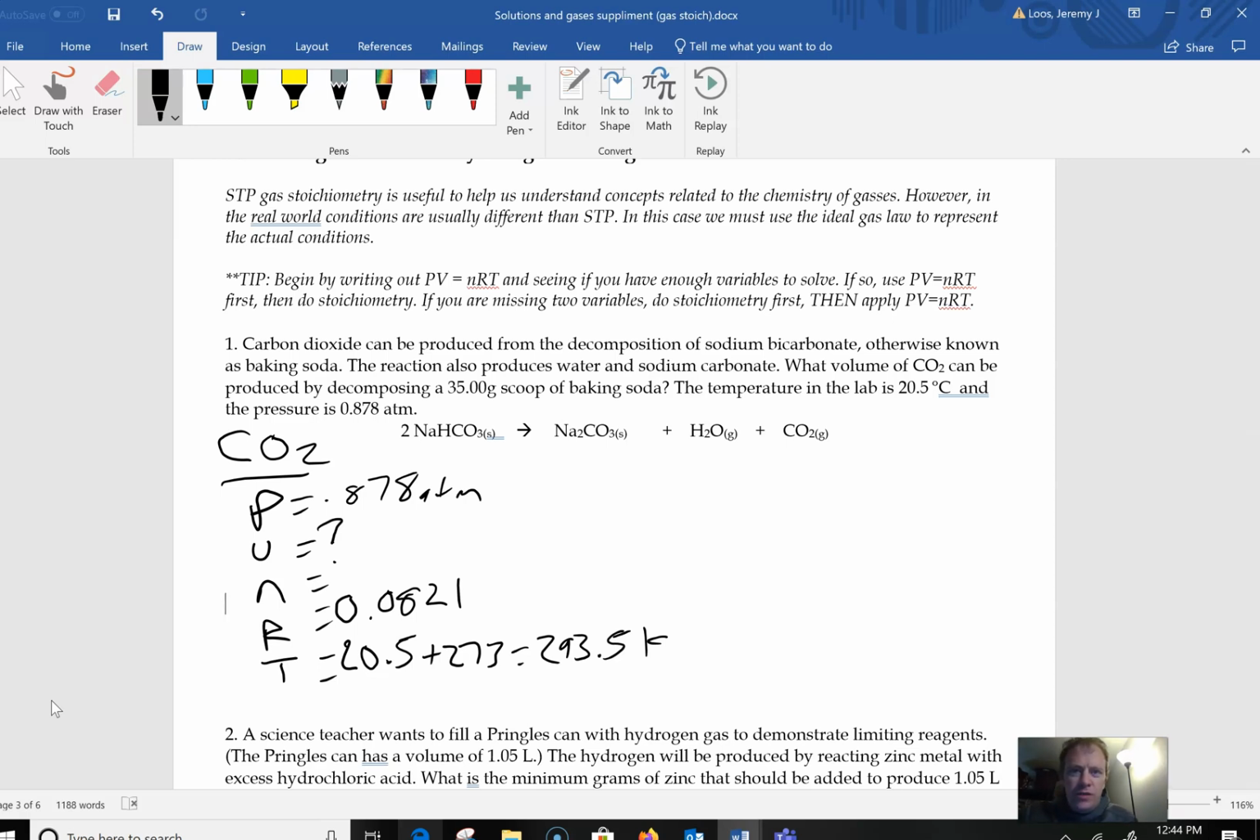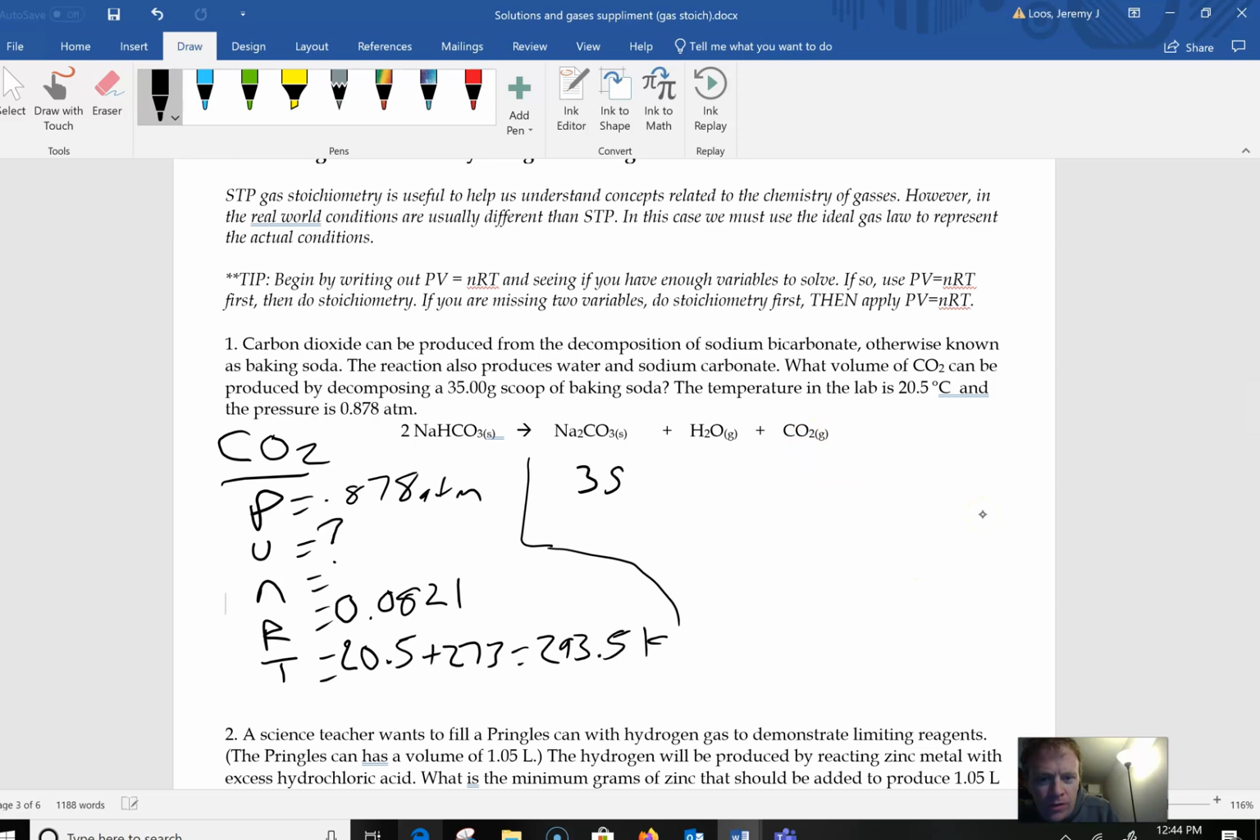Now what you're going to notice here is we have two variables missing. I've put in everything that I can from the problem, and there are two variables missing. So that means I need to do some stoichiometry first, and then I can do the ideal gas equation second. What I need to solve this is moles of CO2, specifically CO2. So again, keep track of what you're talking about as you move through the problem. I can do that because I do know the mass of this stuff, and I can just do a gram to mole stoichiometry problem.